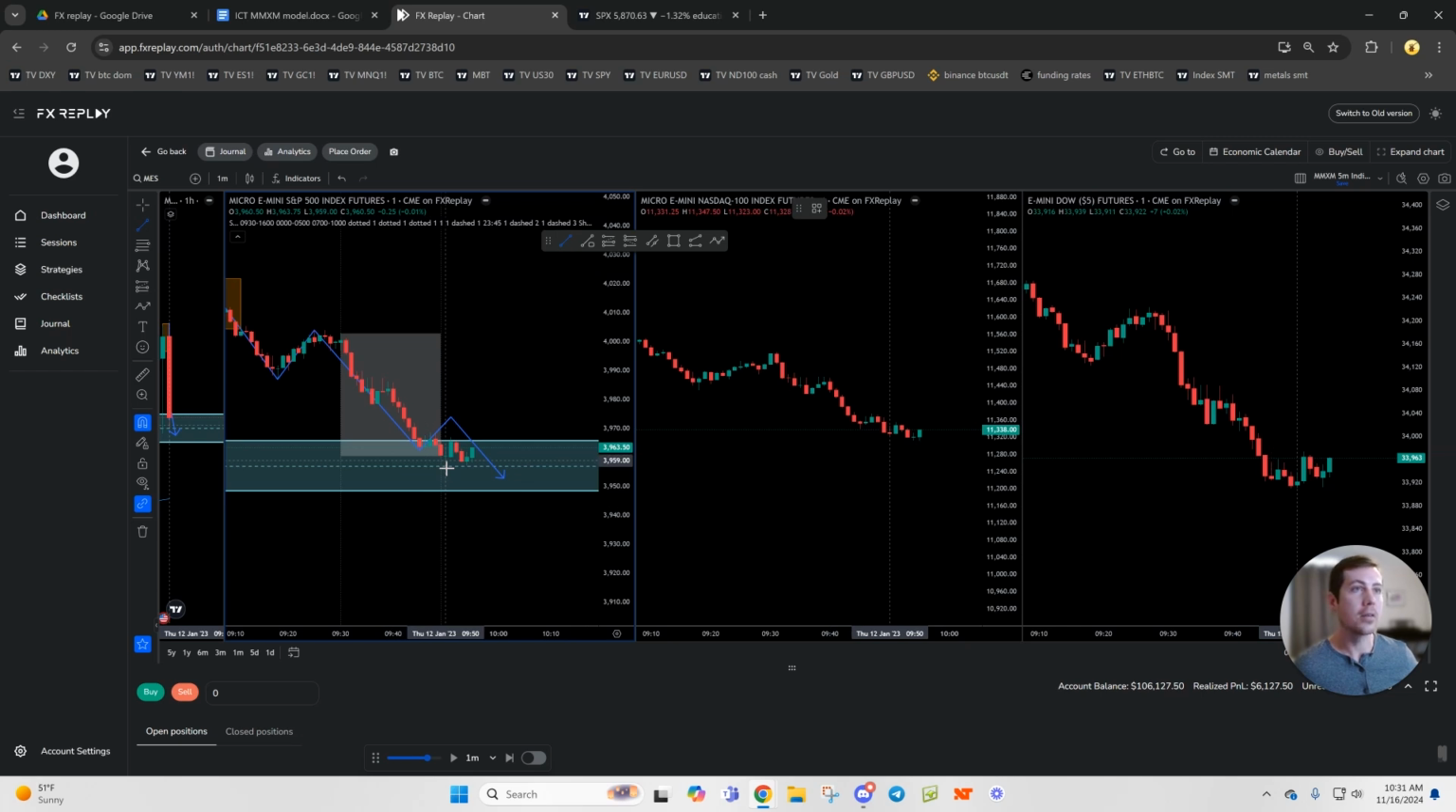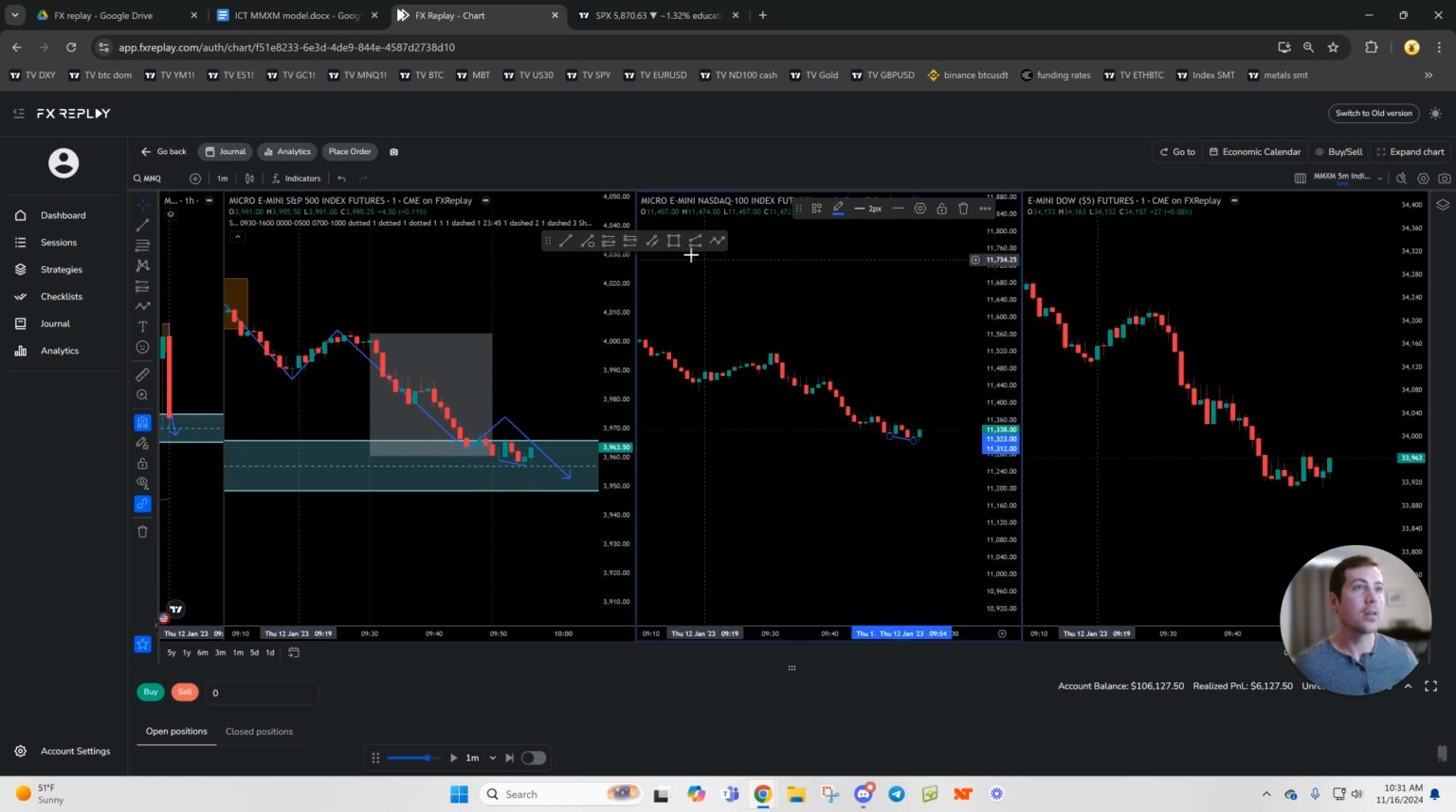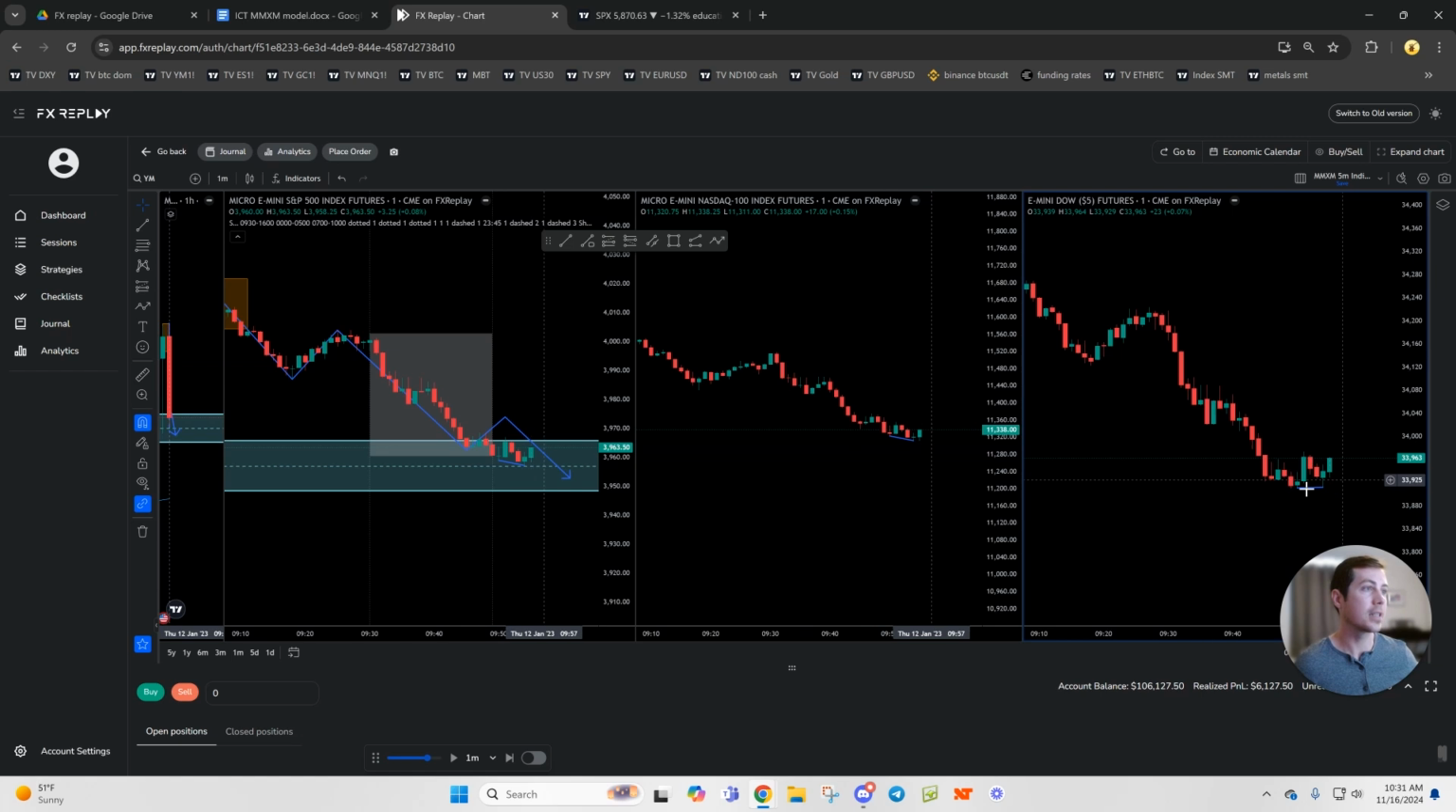Both NQ or MNQ and MES made slightly lower lows. So I'll mark this with the trend lines. Both of these made slightly lower lows, whereas YM made a slightly higher high. So this is the SMT divergence that is talked about, and this can be a kind of support that price is going to go to the upside.